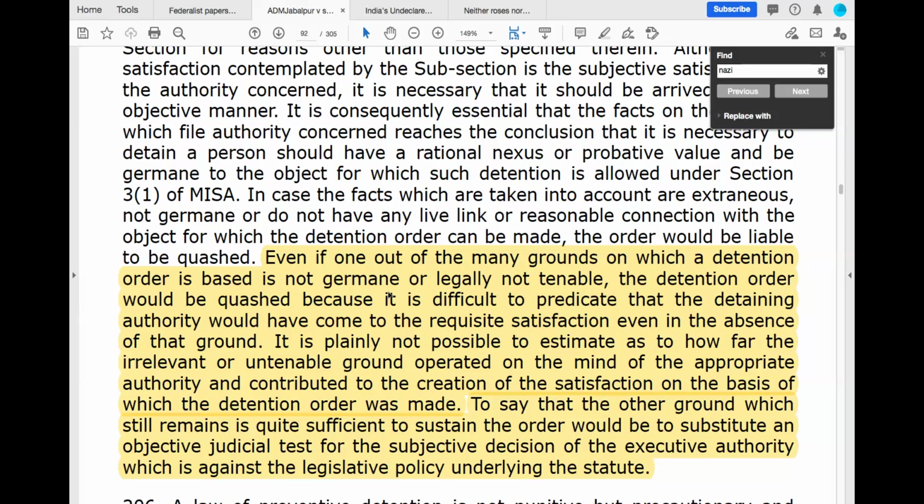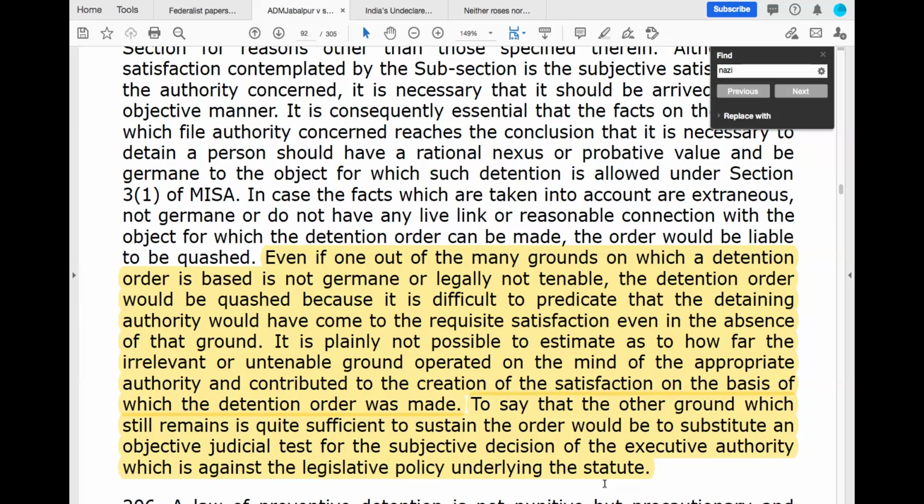It is plainly not possible to estimate how far the irrelevant or untenable ground operated on the mind of the appropriate authority and contributed to the creation of the satisfaction on the basis of which the detention order was made. To say that the other ground, which still remains quite sufficient to sustain the order, would be to substitute an objective judicial test for the subjective decision of the executive authority, which is against the legislative policy underlying the statute.